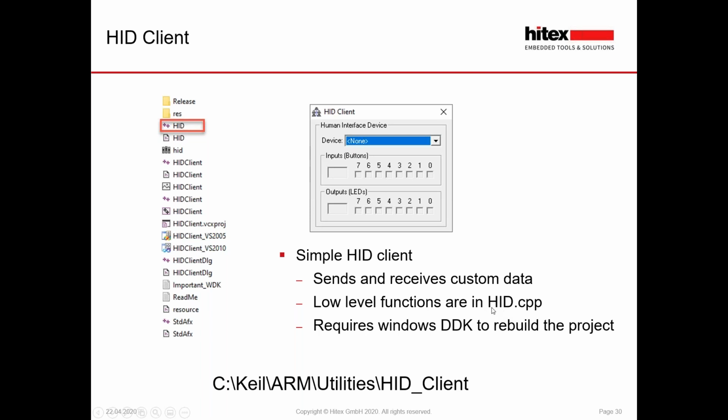Inside that project there's a file hid.cpp, and this has a lot of the low-level functions wrapped up into easy to use functions. So here we can connect to the HID driver. We can list all of the HID devices that are connected. We can find our device. We can then open it, and we've got read and write functions to send and receive data. We can then close it. So a lot of the low-level work is done within this file, so you can easily fish that out and use it in your own project.